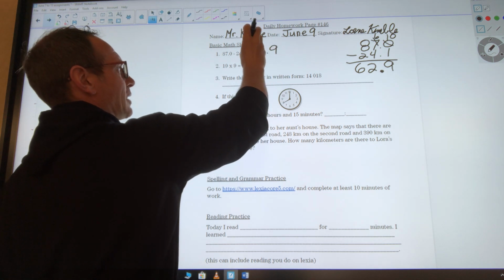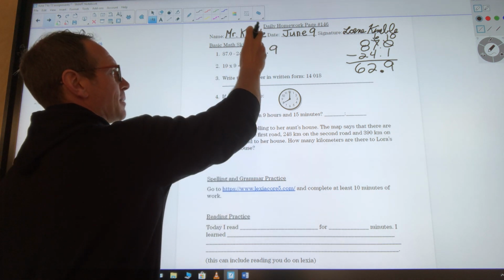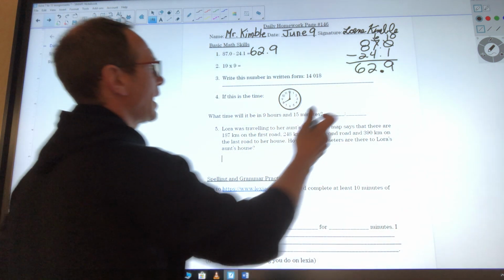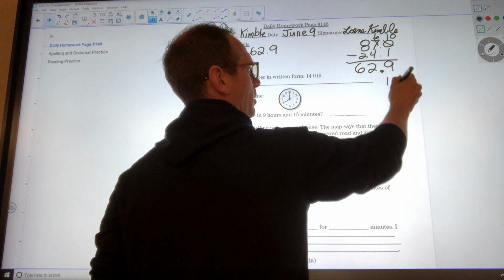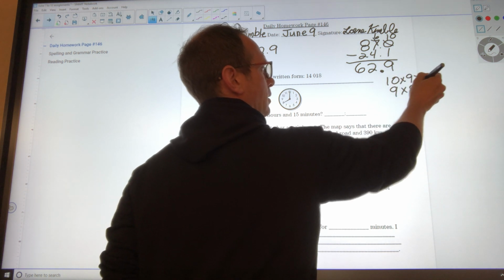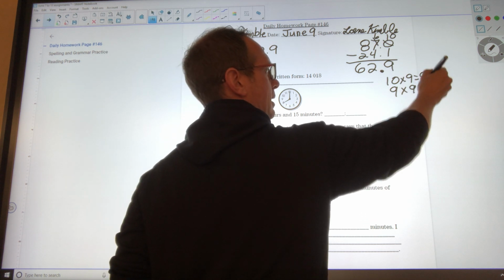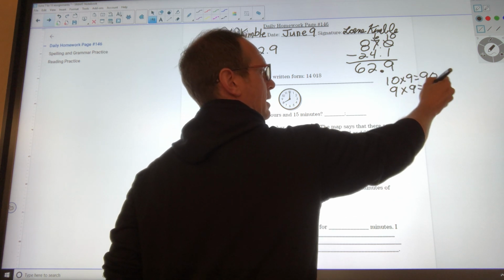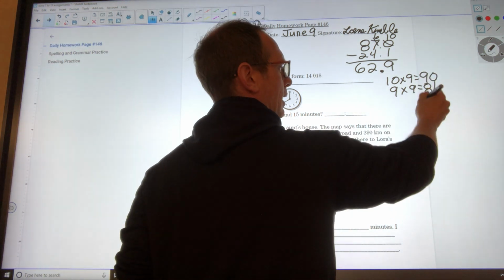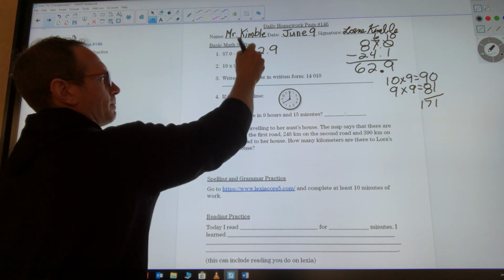62.9. Our next question is 19 times 9. I'm going to break that 19 into 10 and 9, and then multiply both of them by 9. So 10 times 9, that's 90, and 9 times 9, that's 81. So if I add those together, that gives me 171.